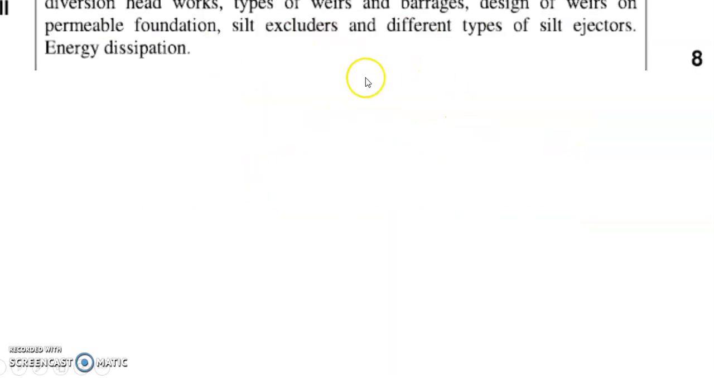This is the syllabus we are dealing with in this second unit. We are talking about diversion headworks. Last time we talked about the typical layout of diversion headworks and its various components. In the components we discussed weirs, fish ladders, divide walls, etc. Various components.